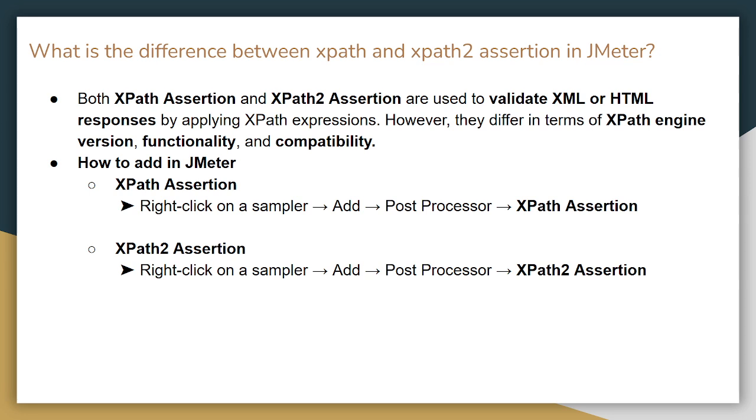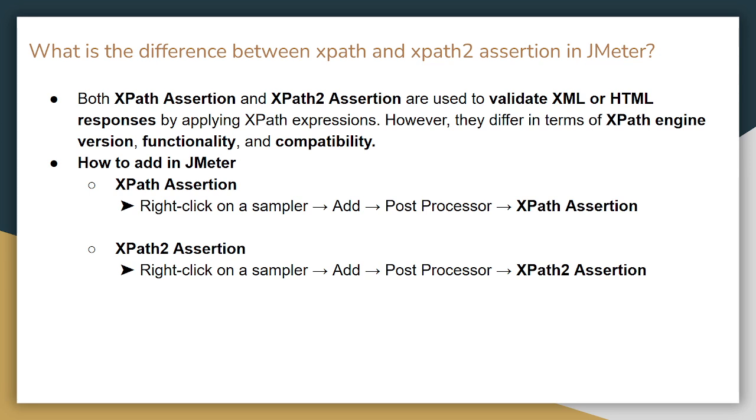Next, what's the difference between XPath assertion and XPath 2 assertion in JMeter? Both XPath assertion and XPath 2 assertion are used to validate XML or HTML responses by applying XPath expressions. However, they normally differ in XPath engine version, functionality and compatibility. So the question is, how will you add them?